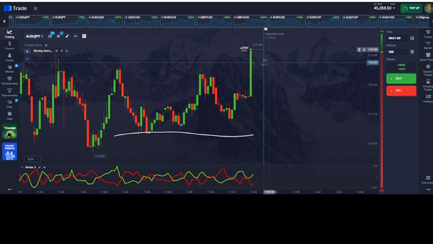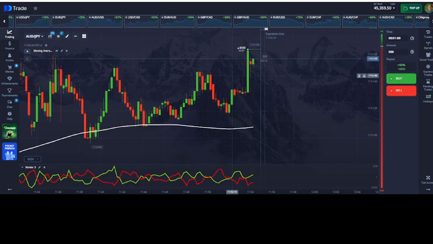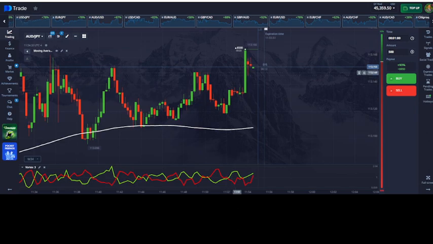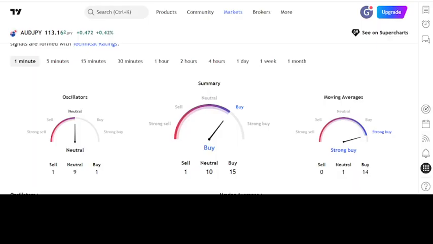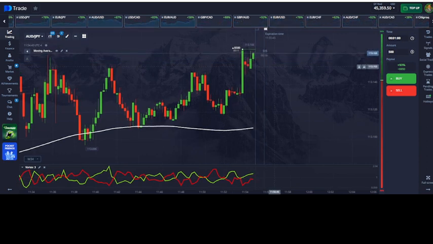All right, so what we're going to do is wait for the expiration of this trade at the end of the 1 minute. And if this trade loses, what I'm going to do is double up on the next trade here. But we're going to go back to the technical indicator here. It's giving us a buy currently, but let's see what happens with this trade.